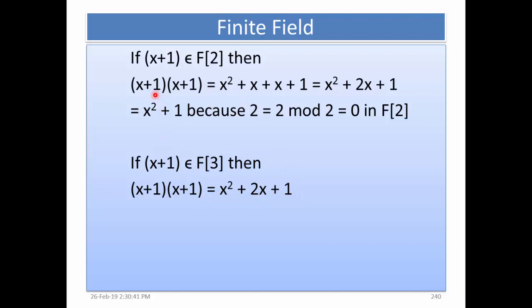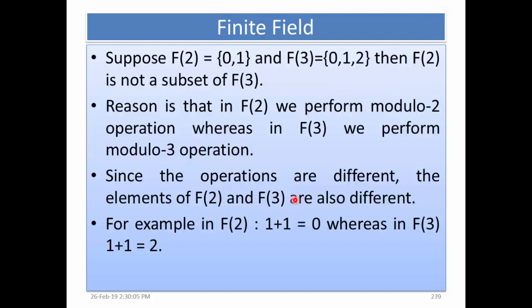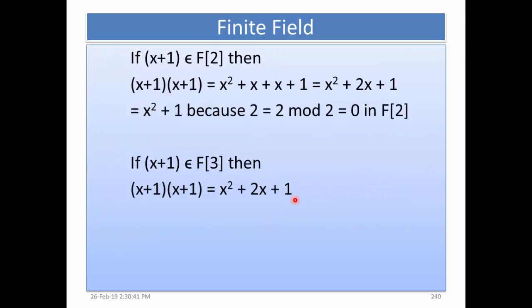As you can see, if you are multiplying two polynomials in F2, then the result is x squared plus 1. Whereas in F3 it is x squared plus 2x plus 1. So this is a clear indication that F2 is not a subset of F3.